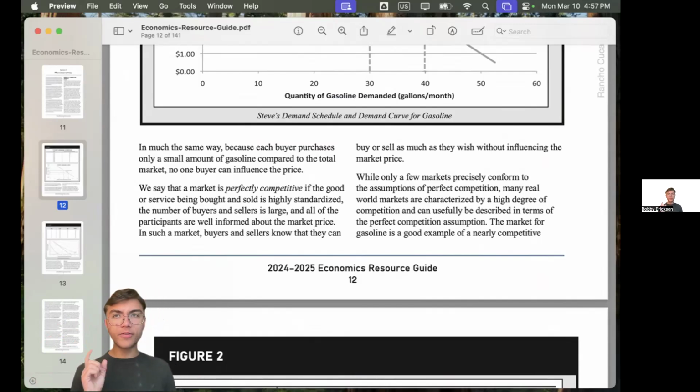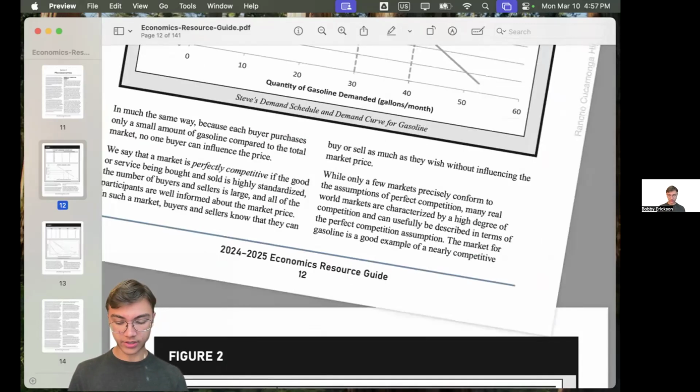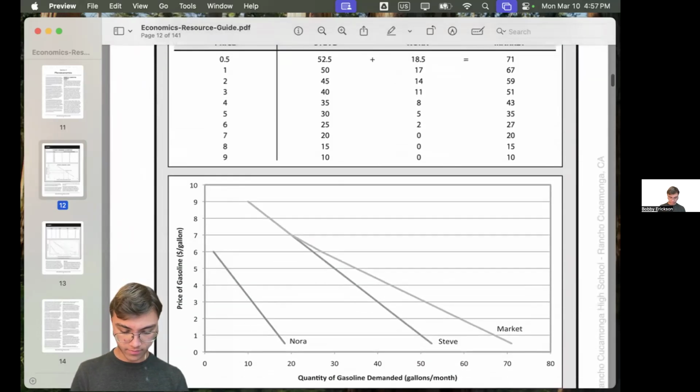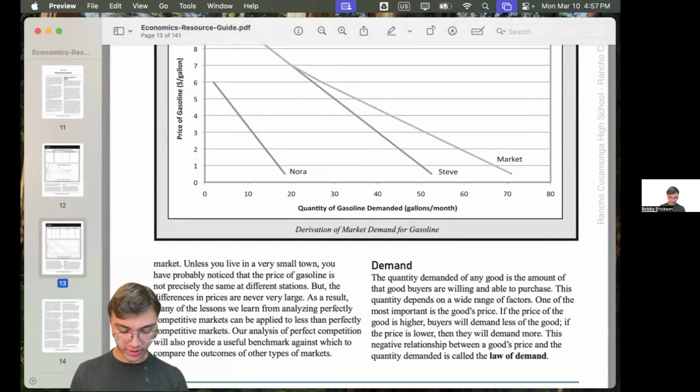Now, very few markets like this actually exist. But many real world markets have a high degree of competition and thus can be described in terms of the perfect competition assumption. And so the market for gas is a very good example of a nearly perfectly competitive market.